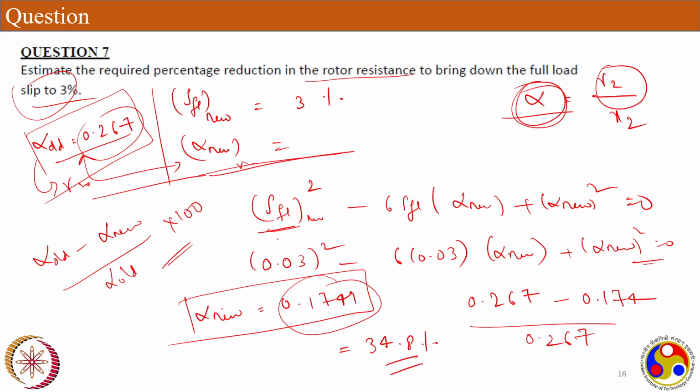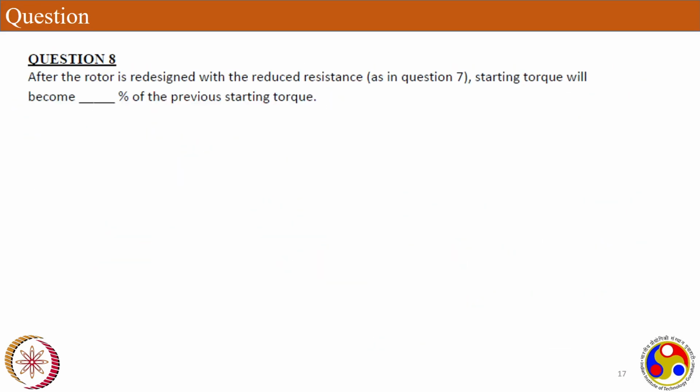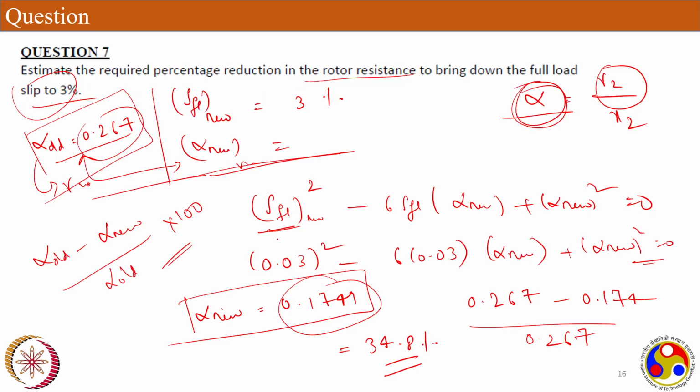34.8% reduction is what you get when you have brought down your full load slip to 3%. So that's it, and let's solve another problem. Now after the rotor is redesigned with the reduced resistance, the ratio of the S old full load to T max will be equal to the S full load new to T max. I didn't understand.